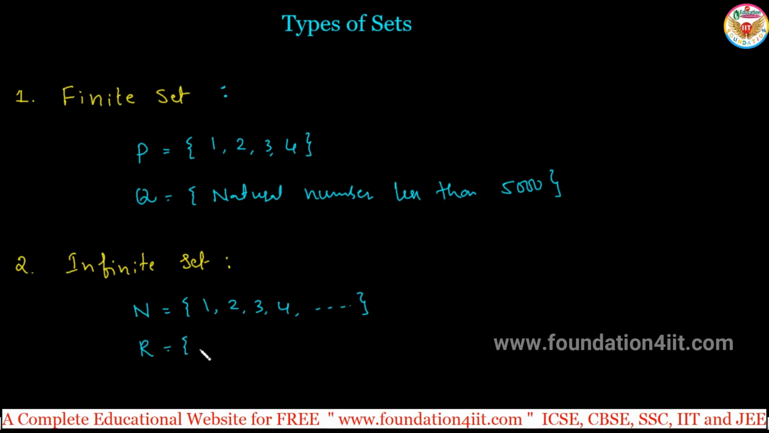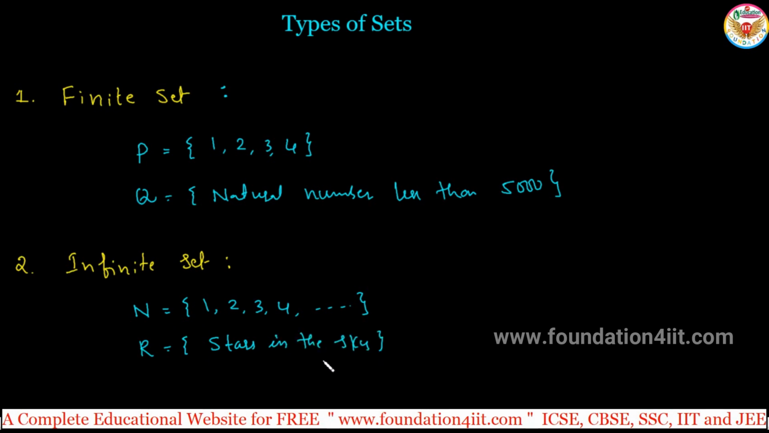Even if you write in description method, stars in the sky. This is also one example. So this is unlimited. It's uncountable. We can't say exactly that number. So same way, natural numbers greater than 30. So 31, 32, 33, and so on.